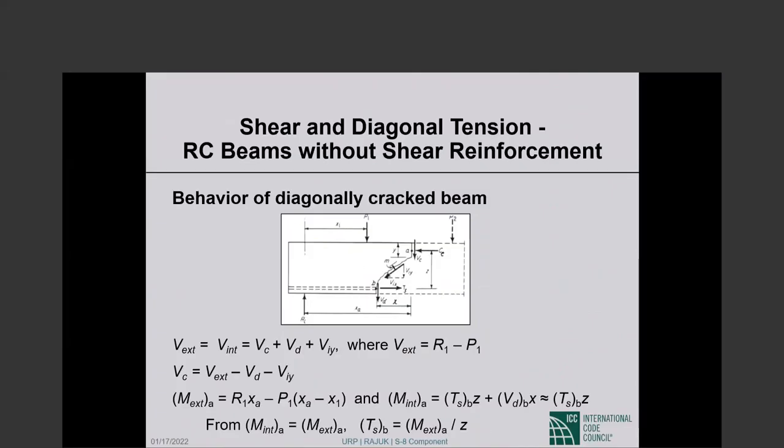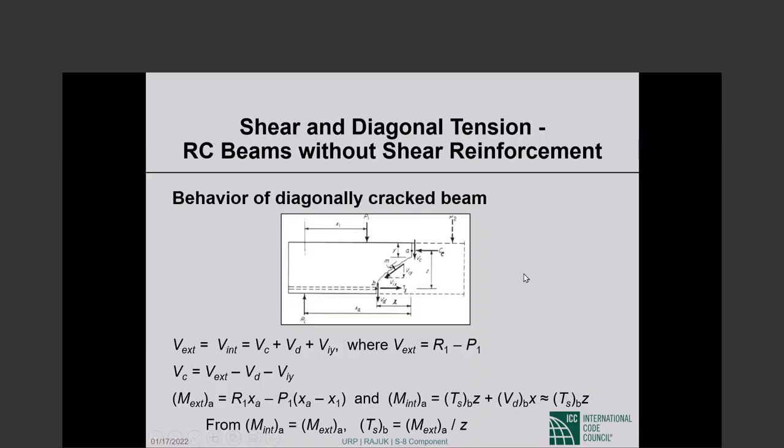So let us look at how a diagonal crack, once it opens up, may stabilize. So behavior of diagonally cracked beam. This is the diagonal crack, obviously, that has formed. Okay, the external shear is equal to this reaction R1 minus this load P1. Okay, we are talking about this portion of the beam, the crack to the left. So the external shear is R sub 1 minus P sub 1. The external shear has to be equal to the internal shear.